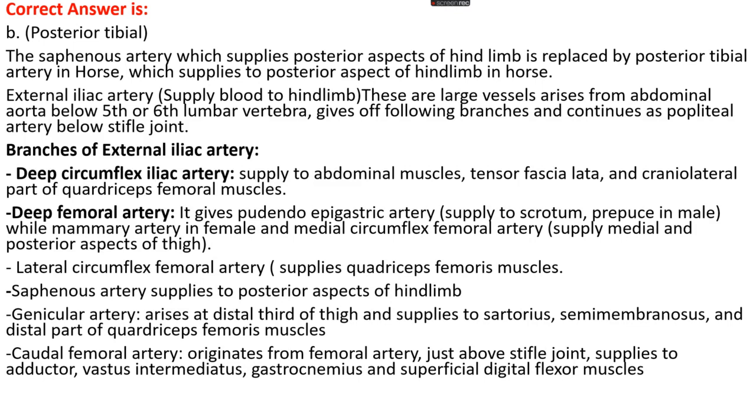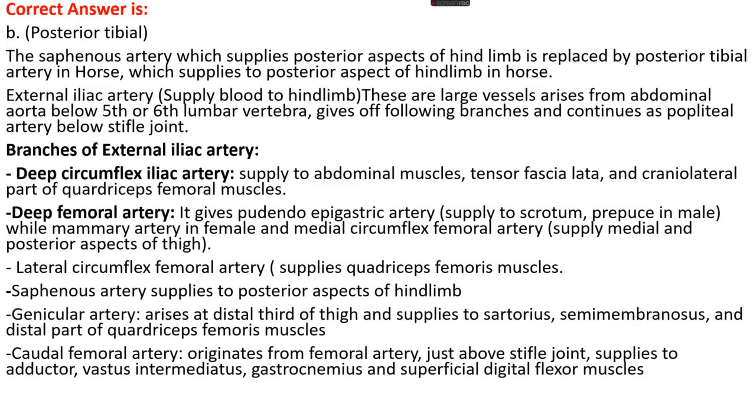The deep circumflex iliac artery mainly supplies the abdominal muscles, tensor fascia lata, and the craniolateral part of the quadriceps femoris muscles. The deep femoral artery mainly gives off the pudendoepigastric artery, which supplies the scrotum and pubis in the male, the mammary artery, which supplies the mammary gland in the female, and the medial circumflex femoral artery, which supplies the medial and posterior aspect of the thigh. The lateral circumflex femoral artery supplies the quadriceps femoris muscles. The saphenous artery supplies the posterior aspect of the hind limbs.